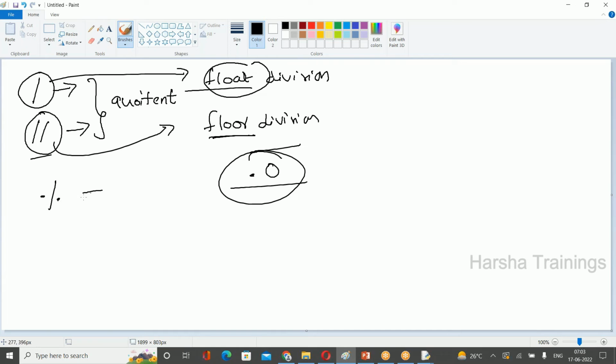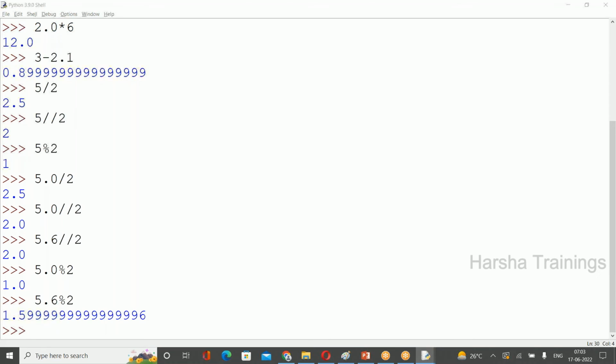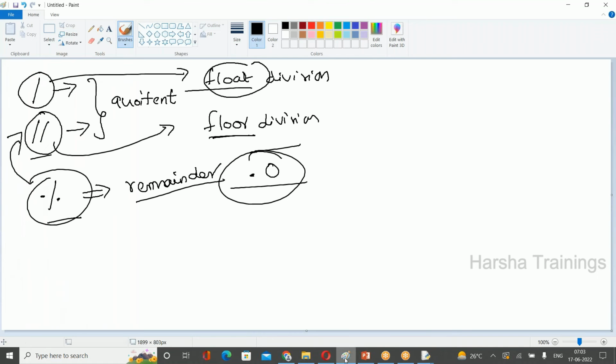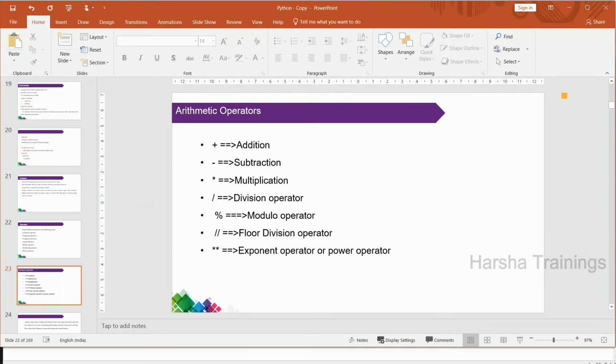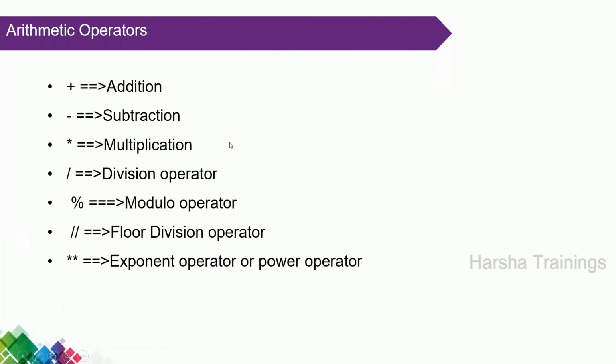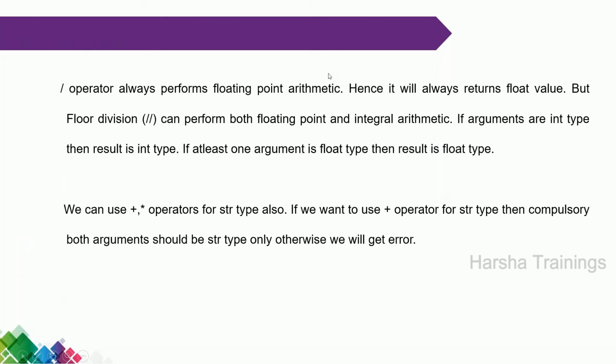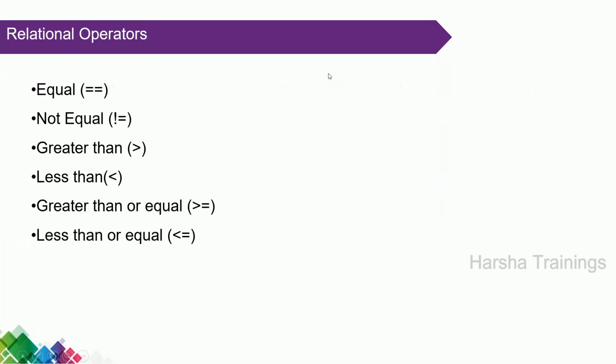So modulus is used to get the remainder. It is used to get the remainder. If you want to get the remainder, actually the system performs this task. Now, arithmetic operators are completed. So whatever we discussed, the same thing here also.